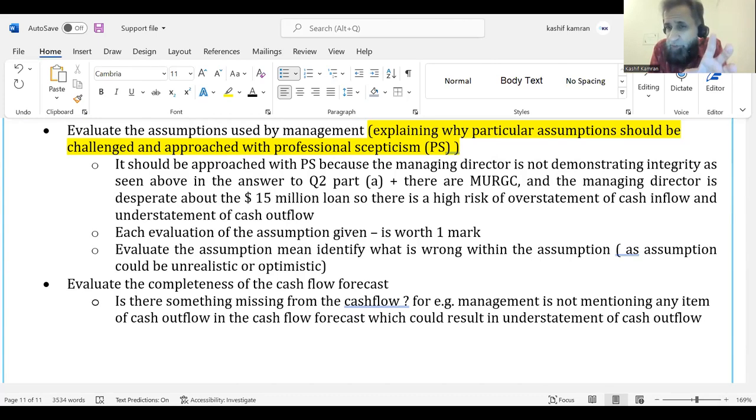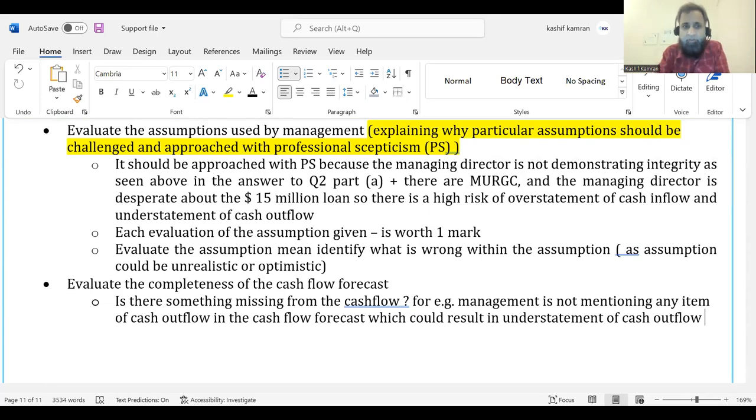Now, when you look at the cash flow shortly, you will see lots of things like tax payments. There is no indication of tax payments in the cash outflow, because tax is a cash outflow. Management has not given any tax outflows in the cash flows, which is a big omission. Lots of expenses are omitted from the cash flows. That means the management is not giving a 100% realistic picture of the cash outflows. They're trying to conceal the cash outflows. So is there something missing? Missing means omission. Omission means completeness.